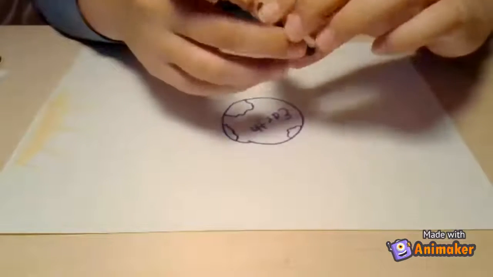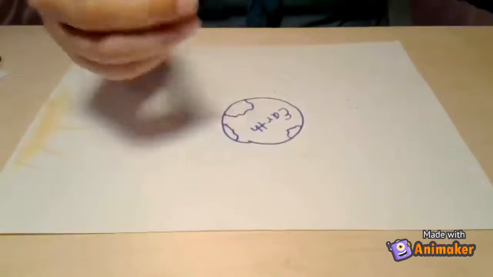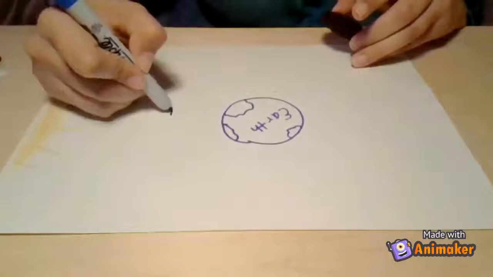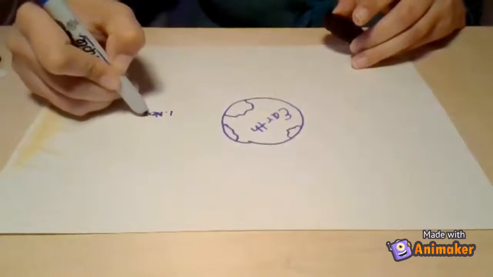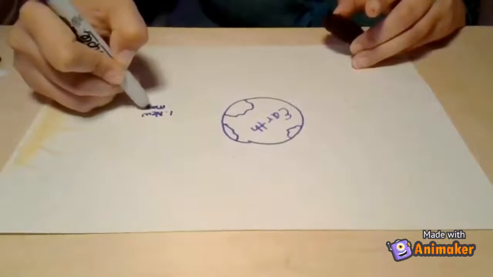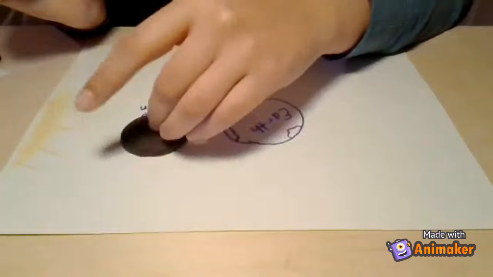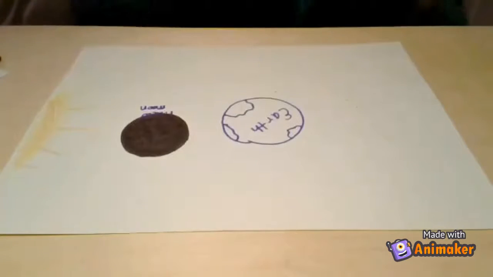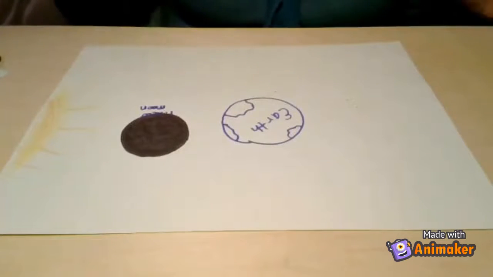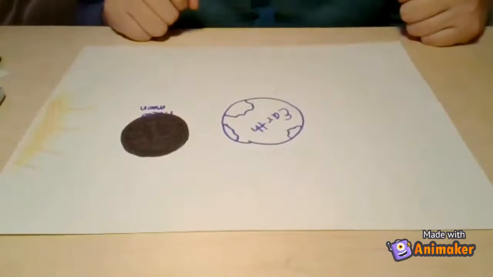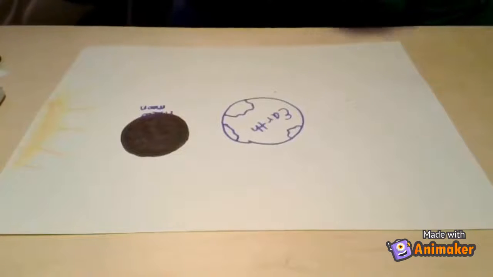But let's begin by identifying our first phase, which is our new moon. Our new moon is always between the Earth and the sun, and it is the first cycle in our lunar phase.